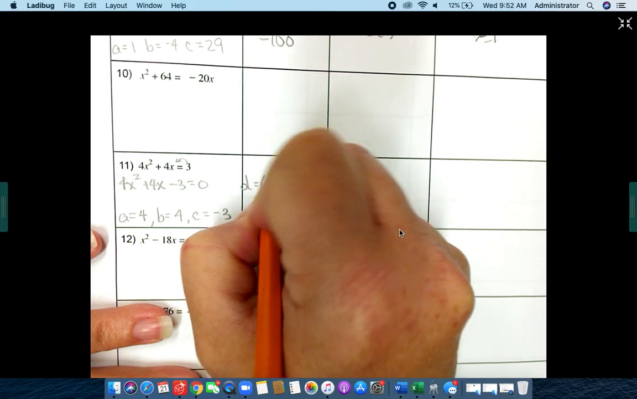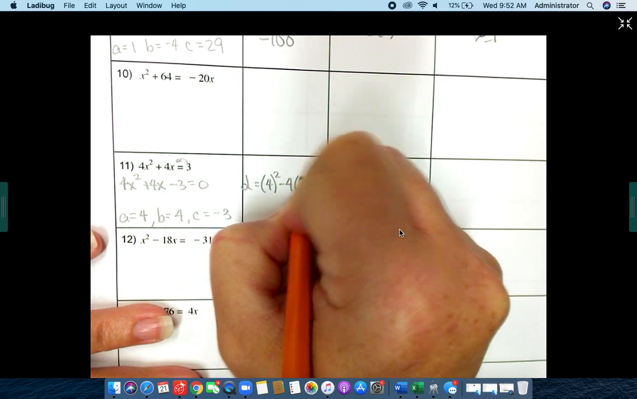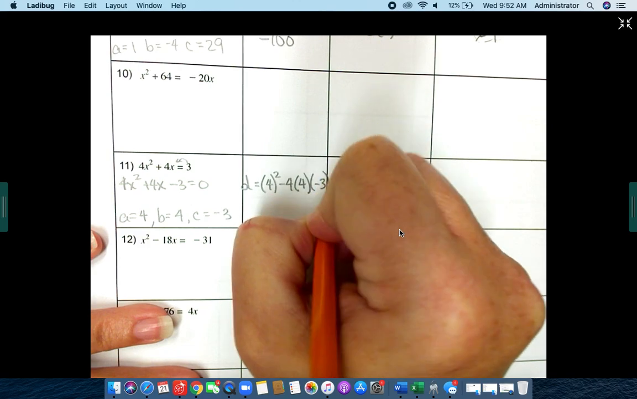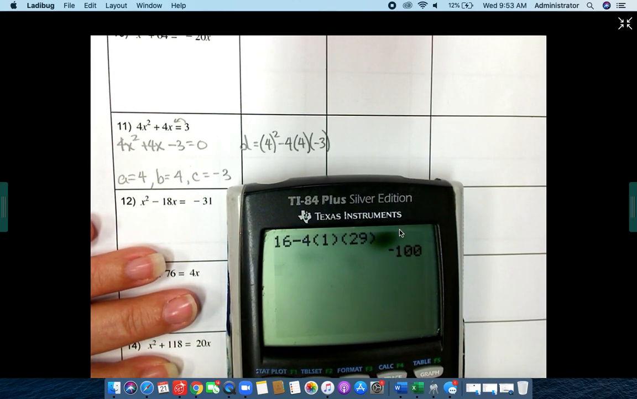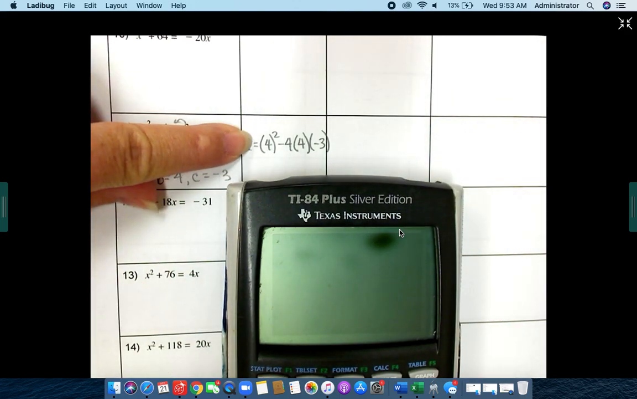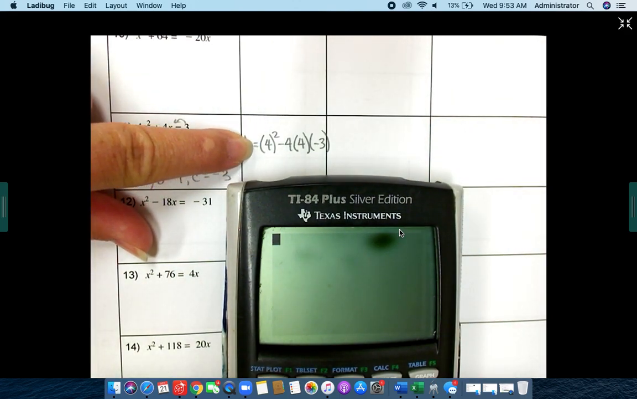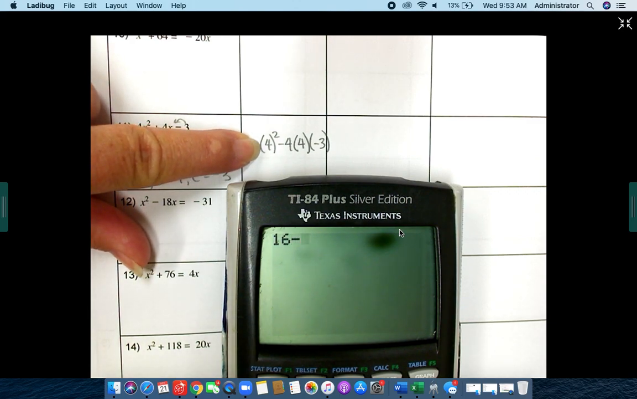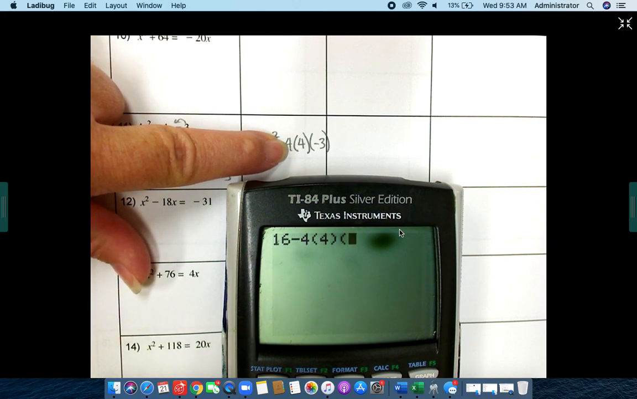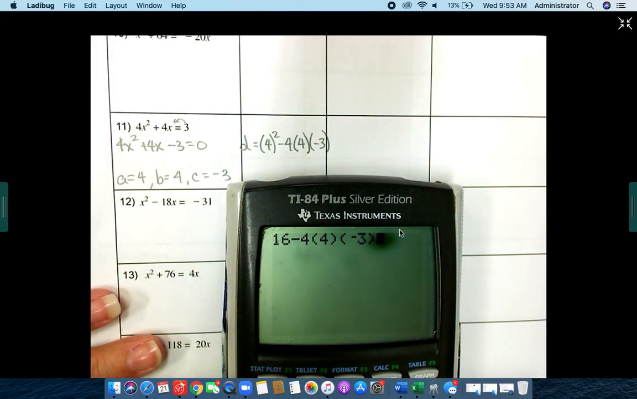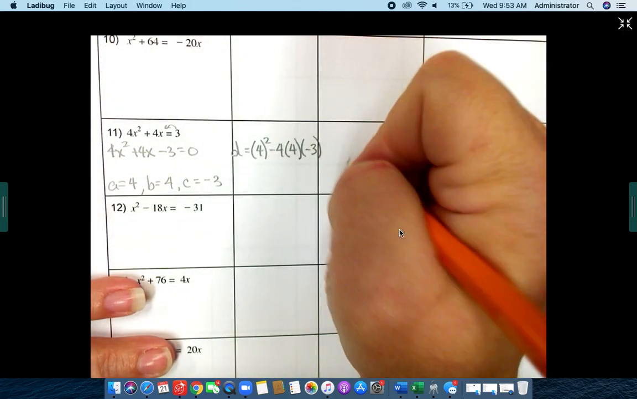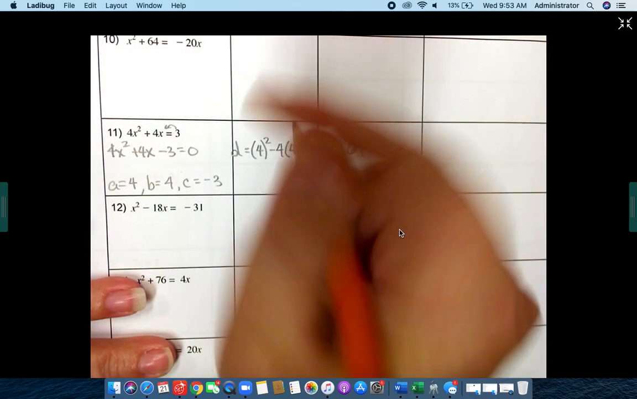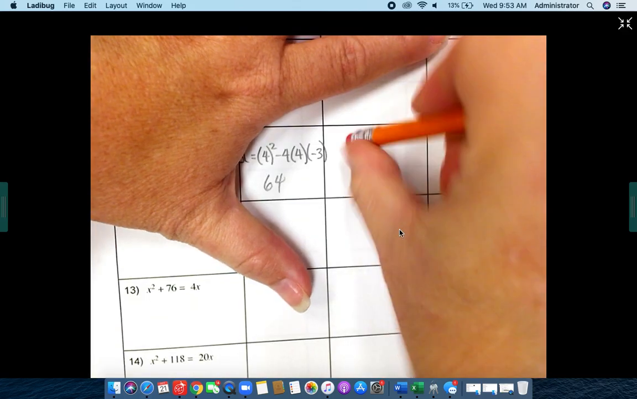So b squared minus 4 times a times c. If you recite these formulas out loud or over and over in your head, you'll just memorize it better. So type in 4 in parentheses, or you can just do 16 because we should all know 4 squared is 16. Minus 4 times the negative 3. That gives me positive 64. Oh, I got a perfect square this time. Oops, I should put that here. Not here.